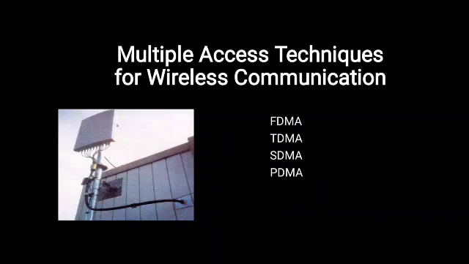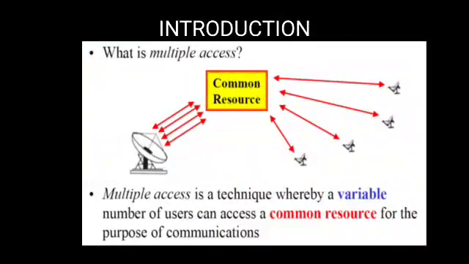Let us start with the first topic, that is multiple access techniques for wireless communication. In this one we are going to discuss FDMA, TDMA, SDMA and CDMA. Why are we going for multiple access? What is multiple access first? Multiple access is a technique whereby a variable number of users can access a common resource for the purpose of communication. See, the diagram itself shows many users are going to use a common resource for transmitting. So when many users are going to use a common resource, how the access can be allocated to the users, how these many users can utilize a common resource, is explained in multiple access.